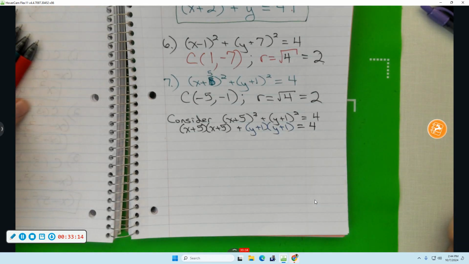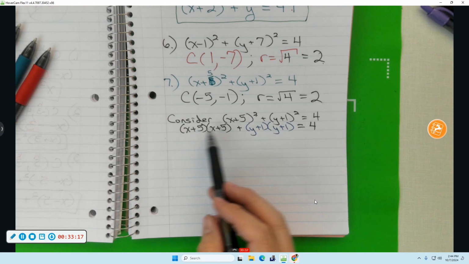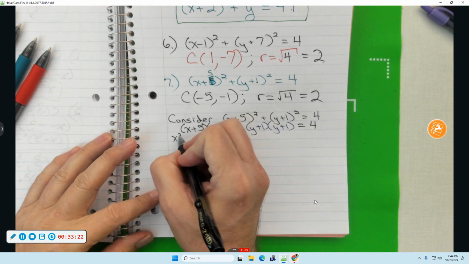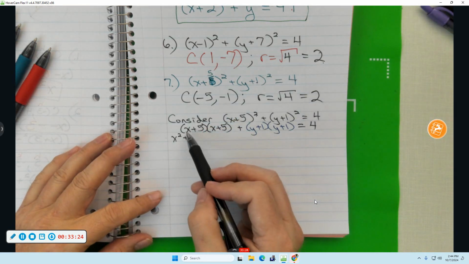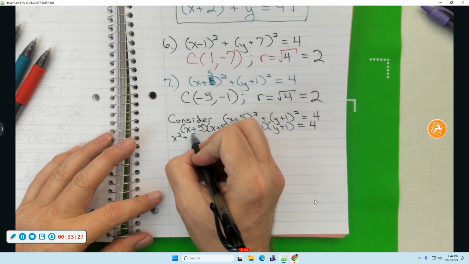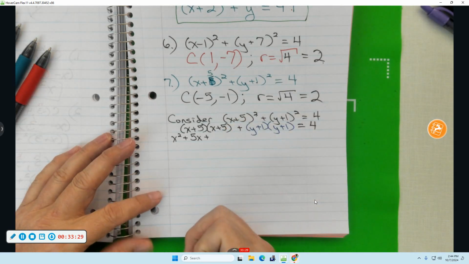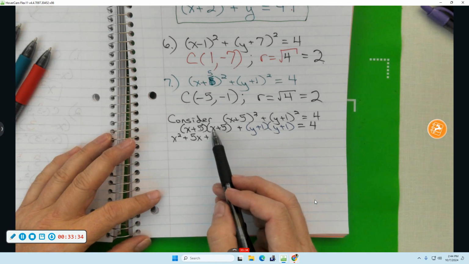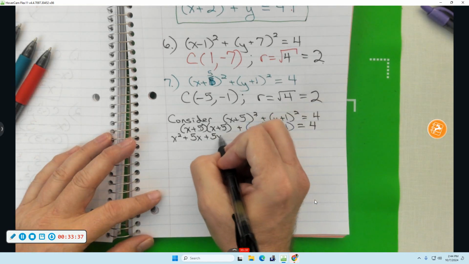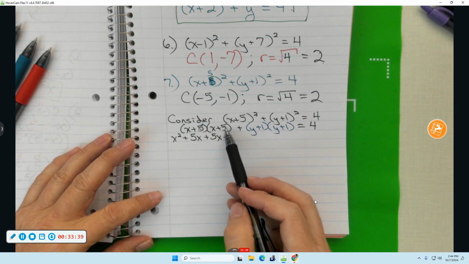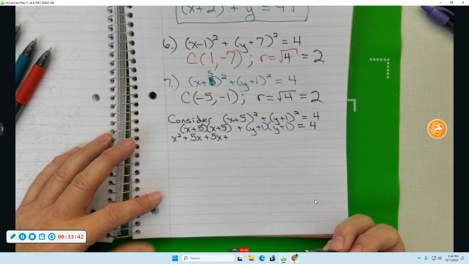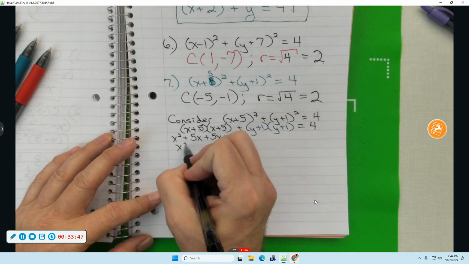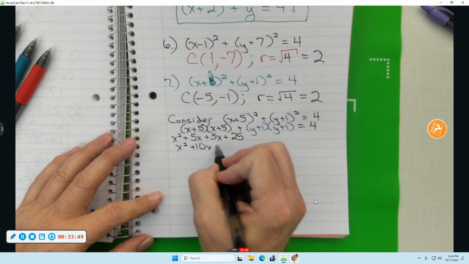And now we go through FOILing out x plus 5 times x plus 5. First, x times x is x squared plus outer x times 5 is 5x. What's the inner product? Another 5x. The last product, 5 times 5 is, so that cleans up to be x squared plus 10x plus 25.